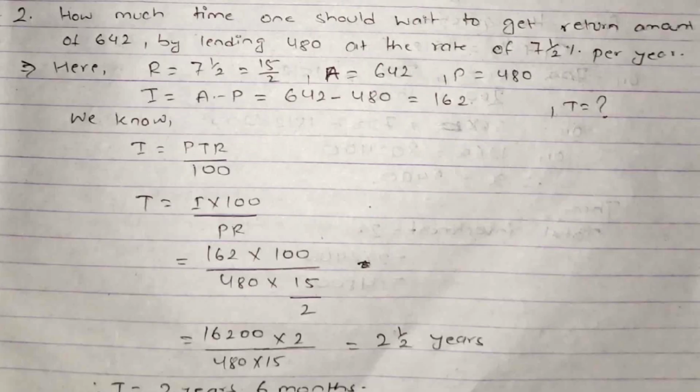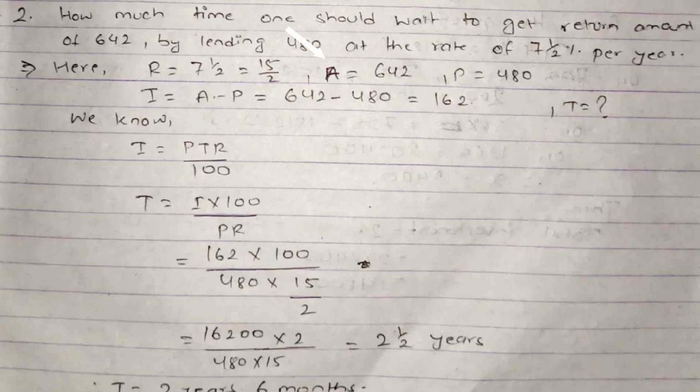Question number two goes like this: how much time should one wait to get a return amount of 642 euro by lending 480 euro at the rate of 7 whole 1 by 2% per year? So here we need to calculate the time in which we can get the return at the rate of 7 whole 1 by 2% per year. Let us write the given terms first of all. Rate of interest is given 7 whole 1 by 2, which will be equal to 15 by 2%.